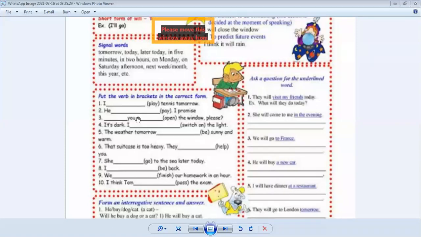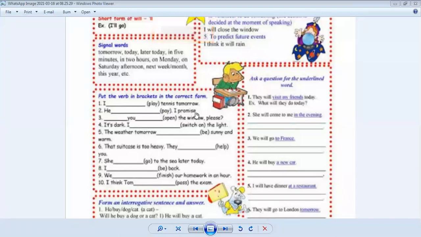Okay, now let's move to number 2. He pay, I promise. We said that I promise is from the key words of the future tense. So the answer will be he will pay, I promise.